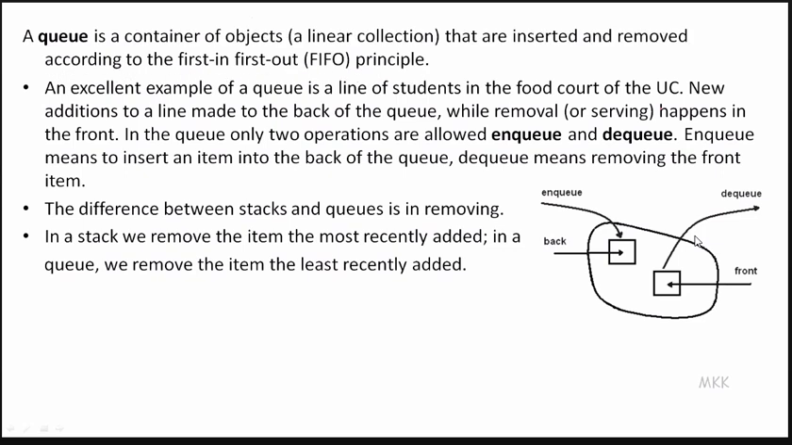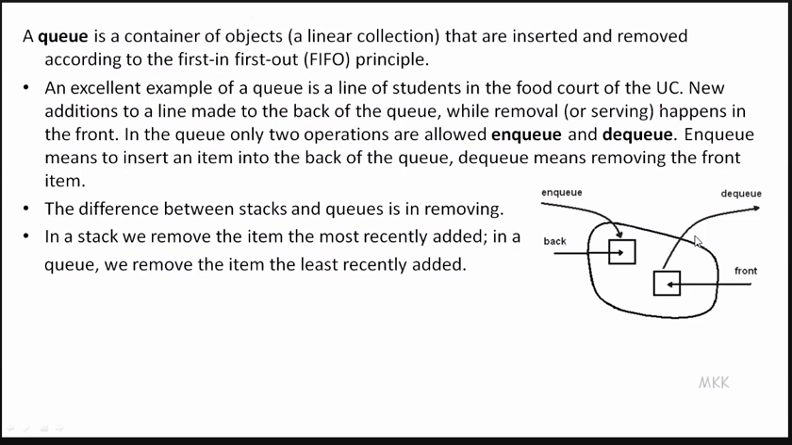And next, coming to the queue. A queue is also a container, an object that holds elements under the FIFO principle, first in, first out, meaning elements are inserted and removed according to that principle. An excellent example is a line of students in the food court, where new additions are made to the back of the queue while removal happens at the front after serving the food. In a queue, only two operations are allowed: the enqueue operation and the dequeue operation. Enqueue means inserting an item into the back of the queue. Dequeue means removing the front item.